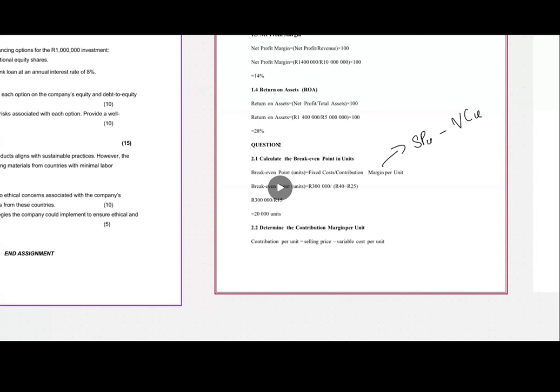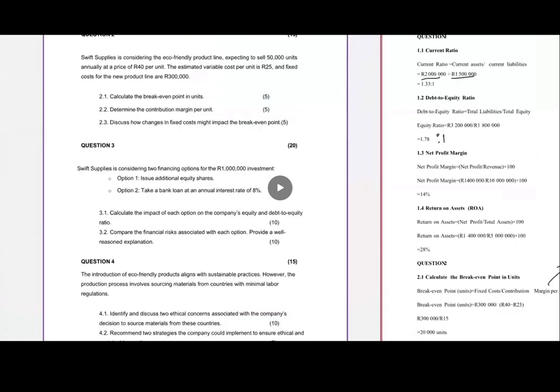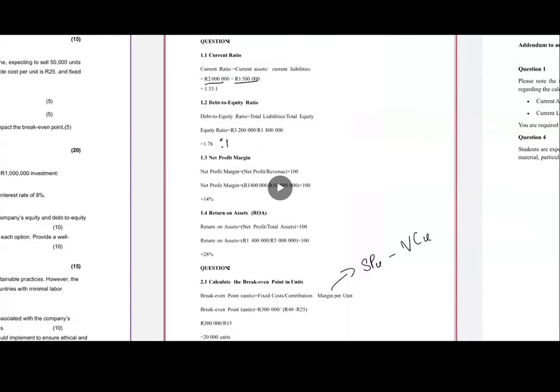Then for the last question, for question 2, I'll ask you to discuss how changes in fixed costs might impact the break-even point. Now, what you basically need to do is look at your formula, your formula for break-even.